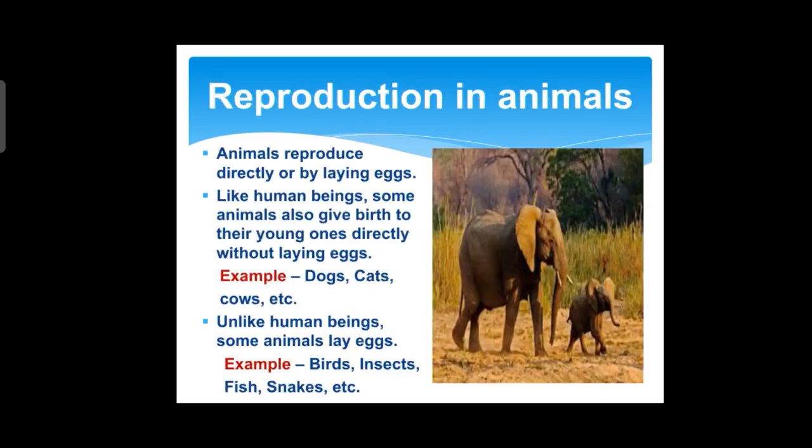Reproduction in animals. Animals reproduce directly or by laying eggs, like humans. Some animals give birth to babies without laying eggs. For example, dogs, cats, cows, etc. There are some animals who lay eggs like birds, insects, fish, snakes.